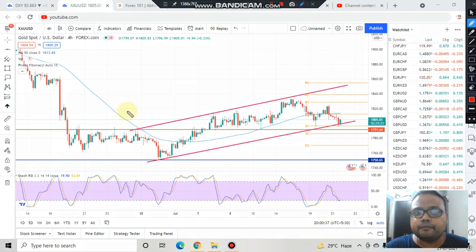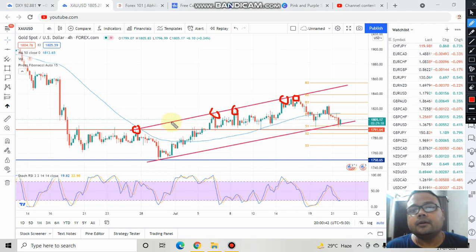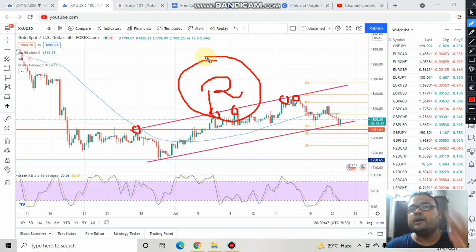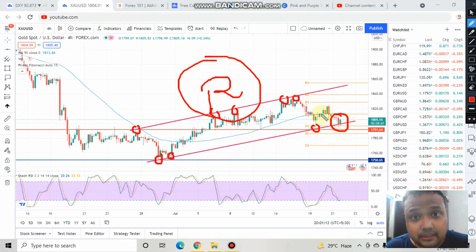And if you join these price levels, then you get a trend line as a dynamic resistance for the market. If you do not have these lines in your chart, then I'll request you to draw these lines in your charting platform so that you can understand the chart better, so that you can understand the market better. On the downside, we have got a dynamic support as well. If we join these price levels, then we get a dynamic support for the market.